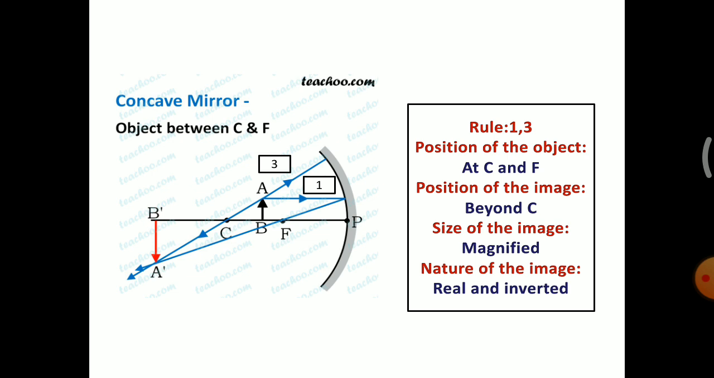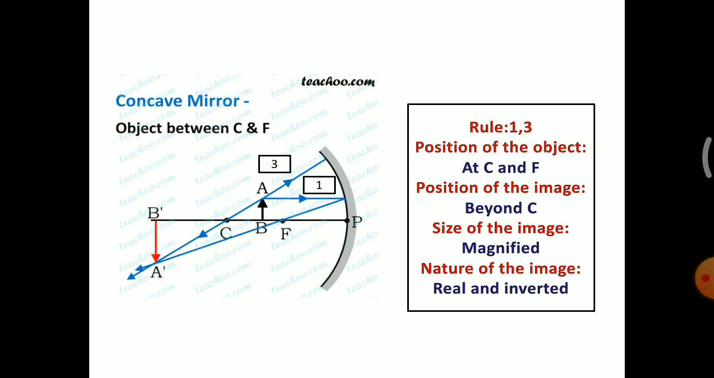Here both reflected rays meet beyond the center of curvature. So I wrote the position of the object: AB is the position of the object, so the object is placed between C and F. The image is formed beyond C. So I wrote the position of the image is beyond C.